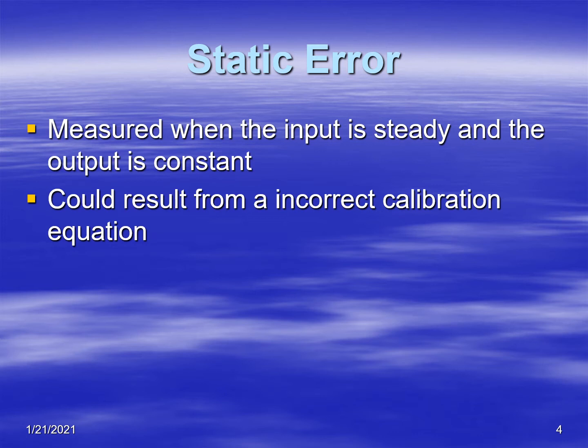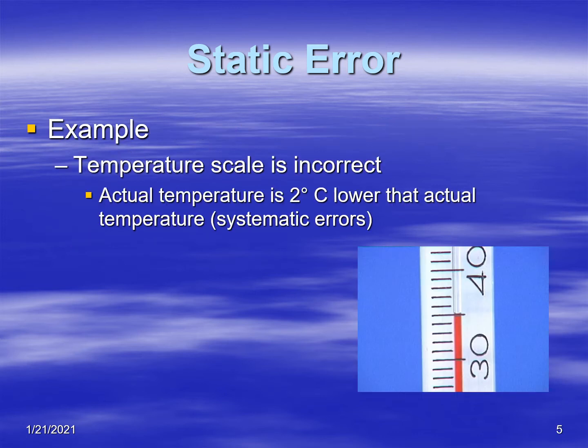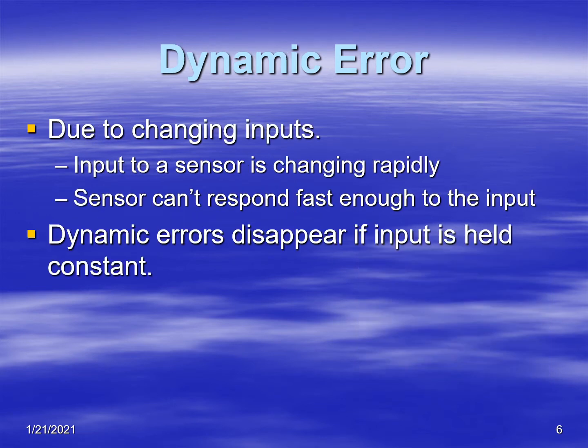So that's static error. Static error is also kind of considered systematic error. Every time making a measurement, there will be error, and it's steady. It doesn't really change. Another example also is a thermometer. If the thermometer is improperly calibrated, then you will always be off 2 degrees Celsius, for example, every time you make a measurement. And that is also another type of systematic error.